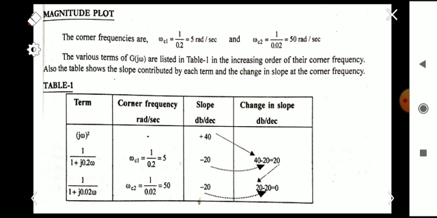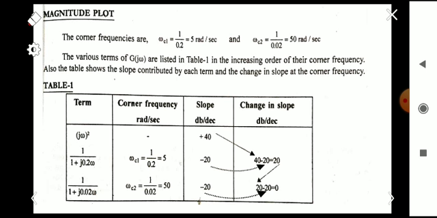Change in slope can be found by adding these 2 terms. Whatever may be the question, the procedure is the same. We have to add the first 2 terms, that is 40 minus 20, we will get 20. And after that we have to add this 20 with the slope minus 20, that is, crosswise we have to add, so 20 minus 20 becomes 0.